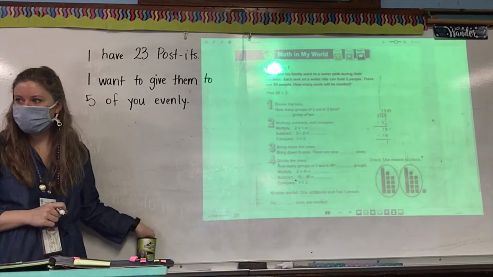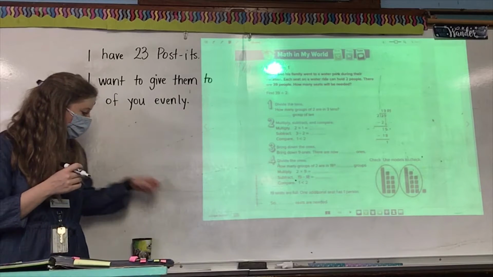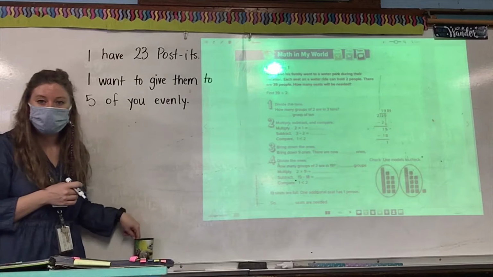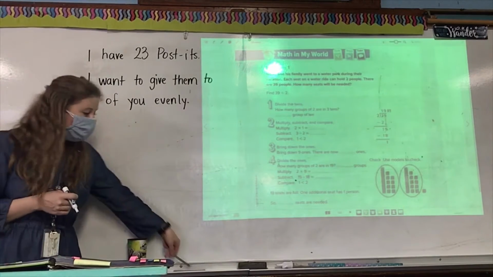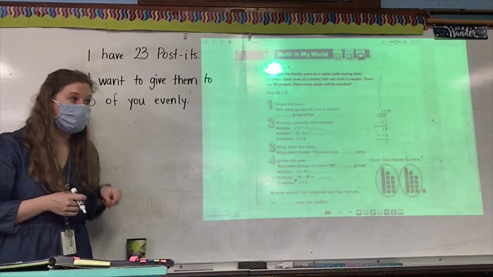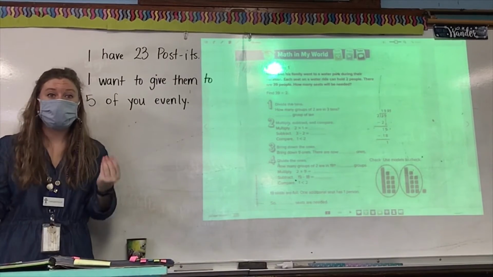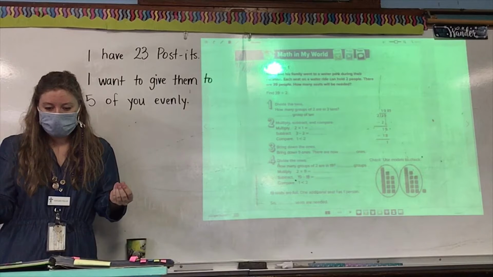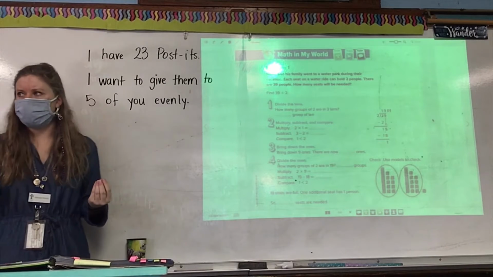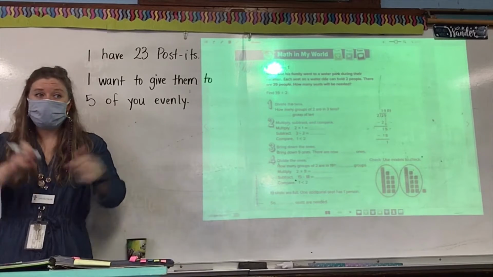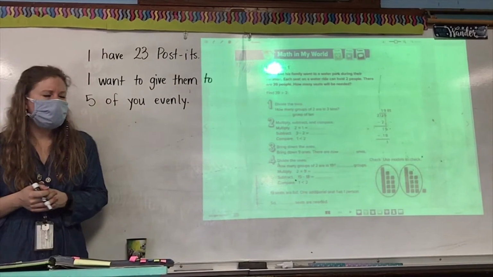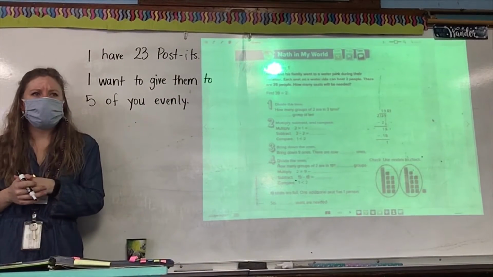Kingston, I want to give you an equal amount. Victoria, I want to give you an equal amount. Smith, I want to give you an equal amount. Cullen, I want to give you an equal amount. And Zadie, I want to give you an equal amount. But I only have 23 to give. So, I have to figure out, okay, I have 23 cards, I have 5 kids. I want to give them to each of them, but I want them to have the same amount. What division problem does that look like?